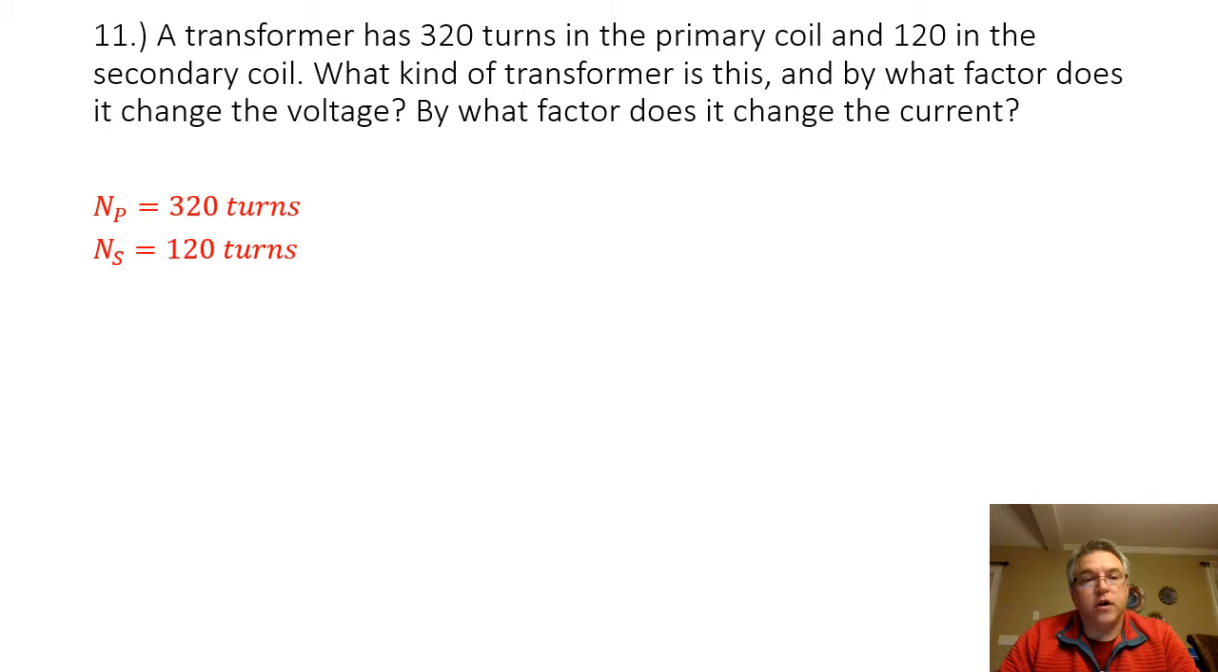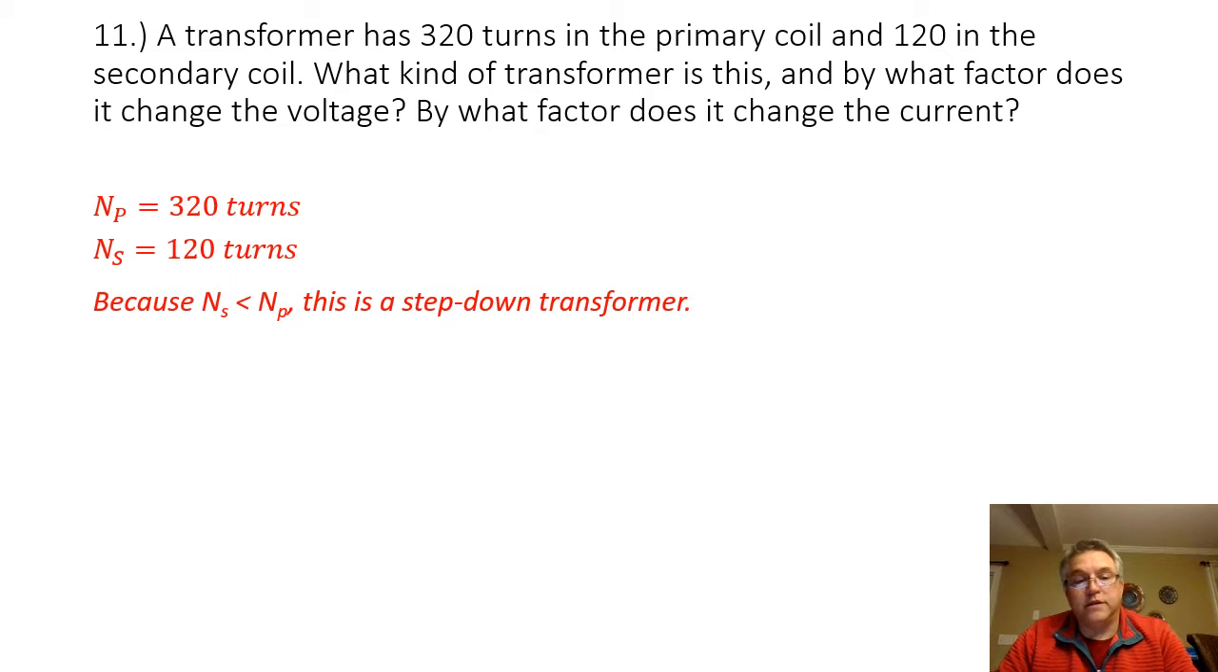And I know because there are fewer turns in the secondary coil than in the primary coil that this is going to be a step down transformer. We are going to be stepping down the voltage of the transformer. So we're going to have less voltage in the secondary coil as there is in the primary coil. In other words, there's going to be less voltage going out of the transformer than there is going into the transformer. So I want to know the change in the voltage by the factor of the change in the voltage as well as the change in the current.